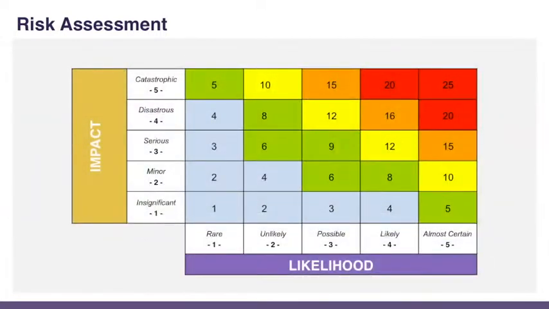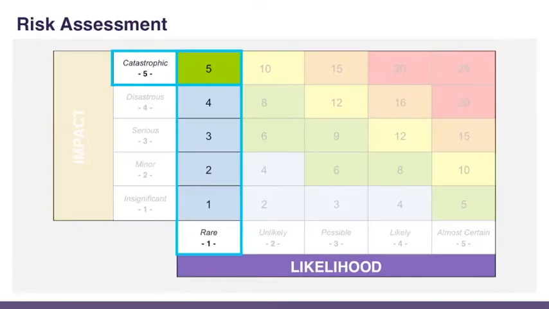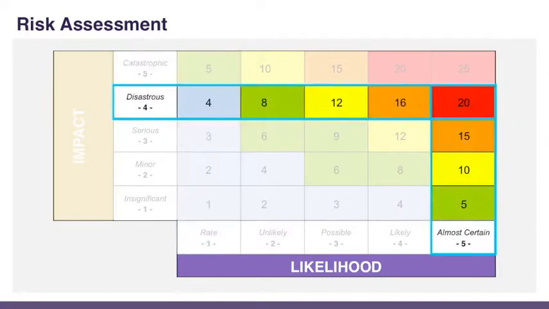This next table shows the total scores for each combination of likelihood and impact. Remember that likelihood and impact are multiplied to produce a level of risk. For example, if a risk scores a 1 in likelihood and a 5 in impact, the risk score is 5. If a risk scores a 5 in likelihood and a 4 in impact, the risk score is 20.